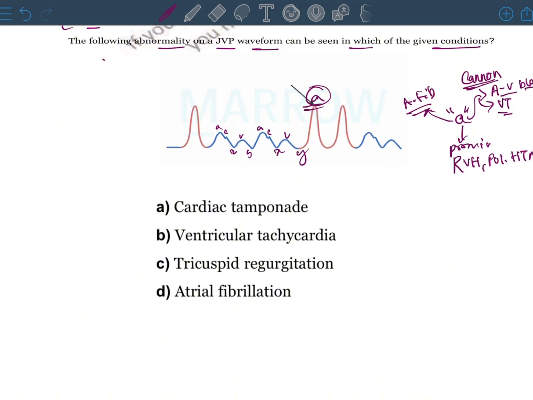Tricuspid regurgitation, no. AFib, no. Ventricular tachycardia, VT. So this is the option.